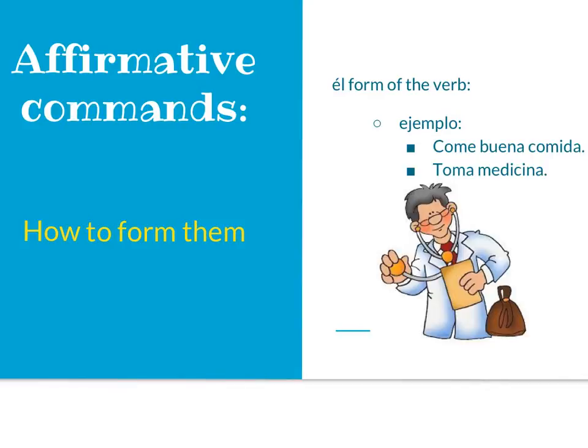Affirmative commands, this is how you form them. You simply just put them in the él form of the verb. So if you want to say, eat good food, you take the verb comer and you just put it in the él form. Come buena comida. Take medicine. That comes from tomar, so it's just going to be toma medicina.